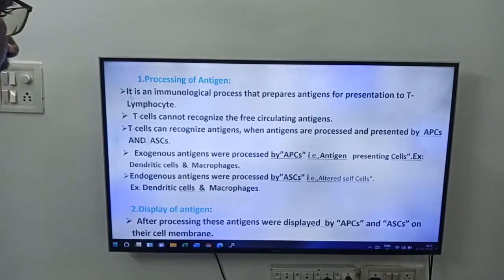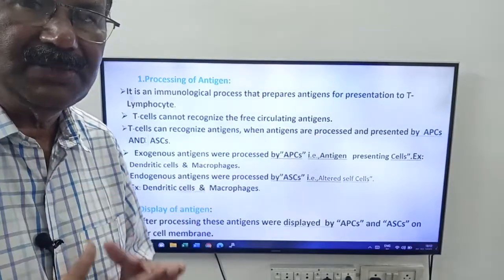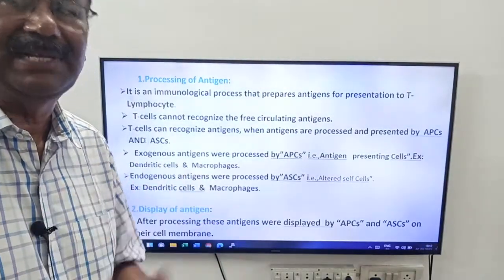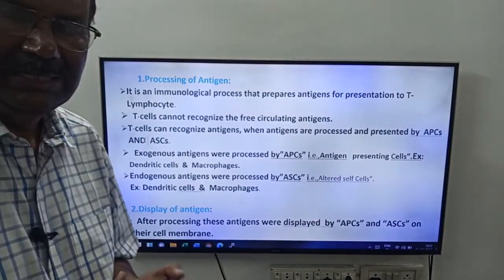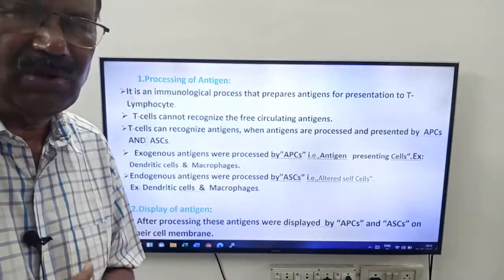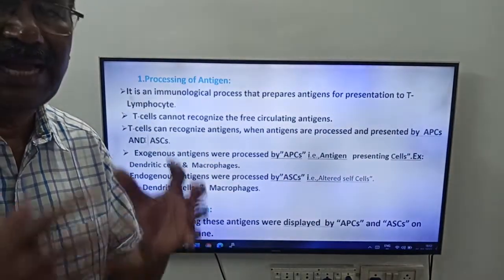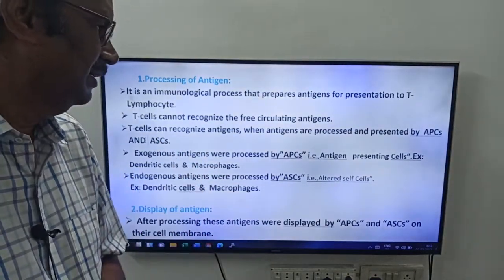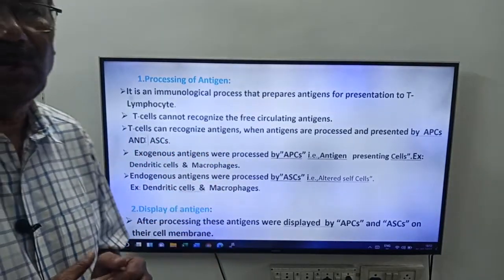Exogenous antigens were processed by APCs. Friends, APCs means antigen presenting cells. You know what exogenous antigens are? These exogenous antigens were processed by whom? By the APCs, that is antigen presenting cells. Example, friends, dendritic cells and macrophages.